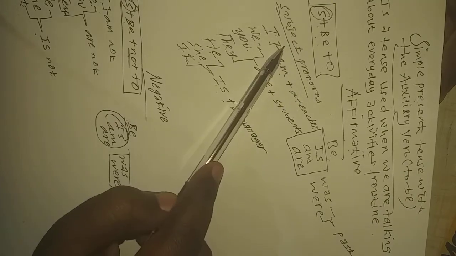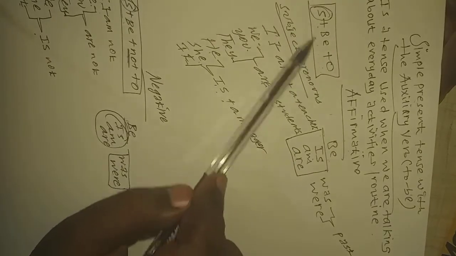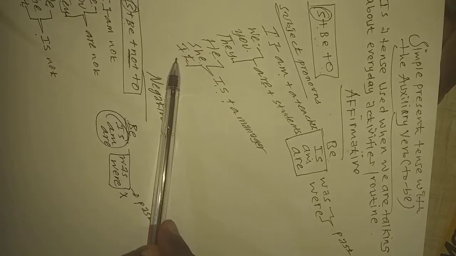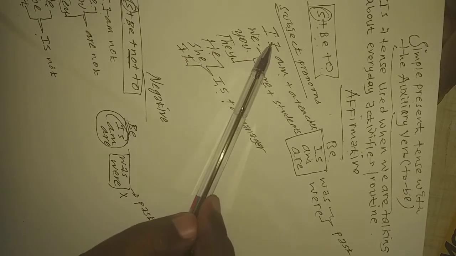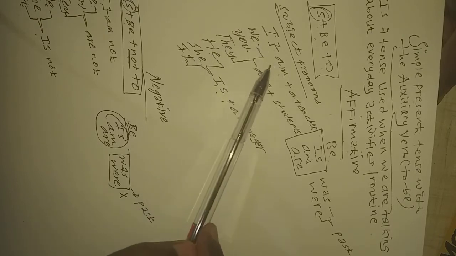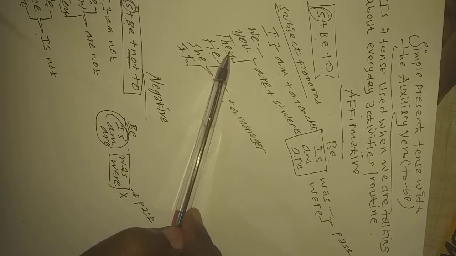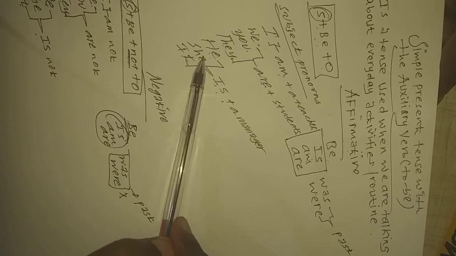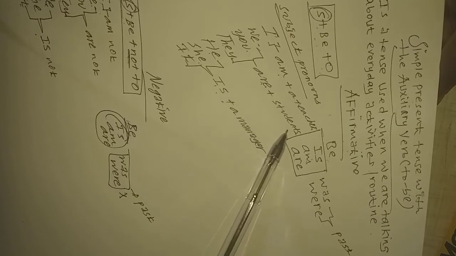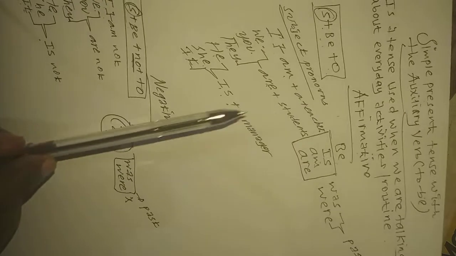The subject pronouns can be used as a subject in the sentence. Here are the subject pronouns: I, we, you, they, he, she, and it. With I, we use the auxiliary verb to be am. With we, you, and they, we use the auxiliary verb to be are. With he, she, and it, we use the auxiliary verb to be is, plus the object, whatever the object is. This is affirmative simple present tense with the auxiliary verb to be.